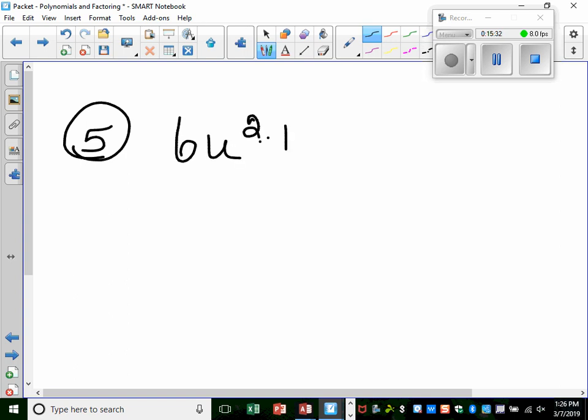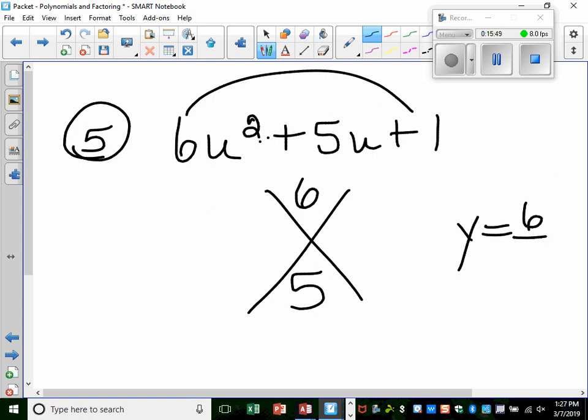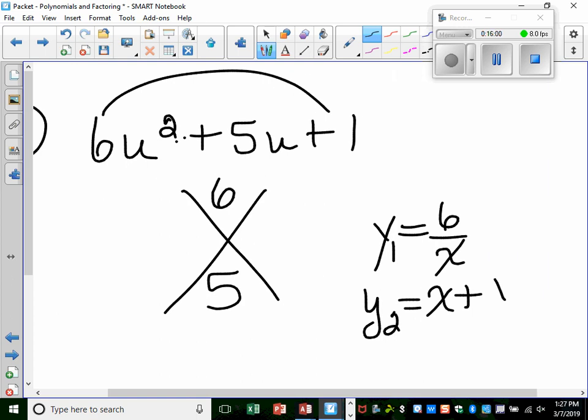6u squared plus 5u plus 1. So at the top of my x is a 6. That's my a times c. And here's 5. Now, we already know what the factors are, 2 and 3, but I just want you to see it on a calculator, okay? So hit your y equals. And in your y equals, you're going to put 6 divided by x. And then in your y sub 2, you're going to hit your x key, the plus sign, and then alpha trace enter, which will give you that.